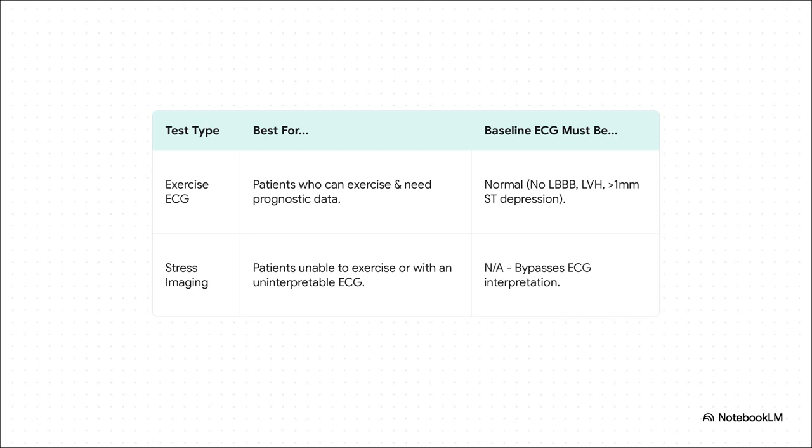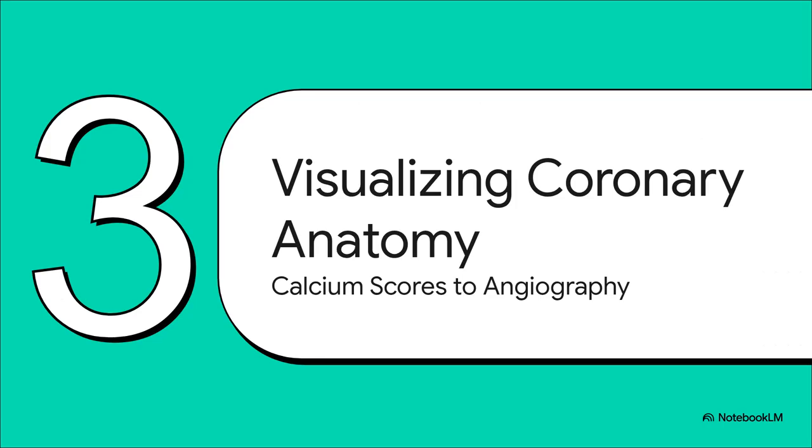Okay, so how do you actually choose? Well, what's really cool about this slide is how it kind of simplifies the whole thing. If your patient can exercise and their baseline ECG is clean, a simple exercise ECG is a fantastic first step. Plus, it gives you all this powerful prognostic data. But if they can't exercise, or if their baseline ECG has something weird on it, like a left bundle branch block, then you move on to imaging. Simple as that.